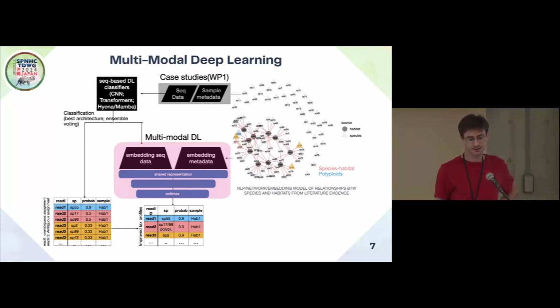And last thing, what we are doing in AI for plants barcoding should also be true for other types of barcodes, such as fungi, bacteria, and animals. Thank you for listening.